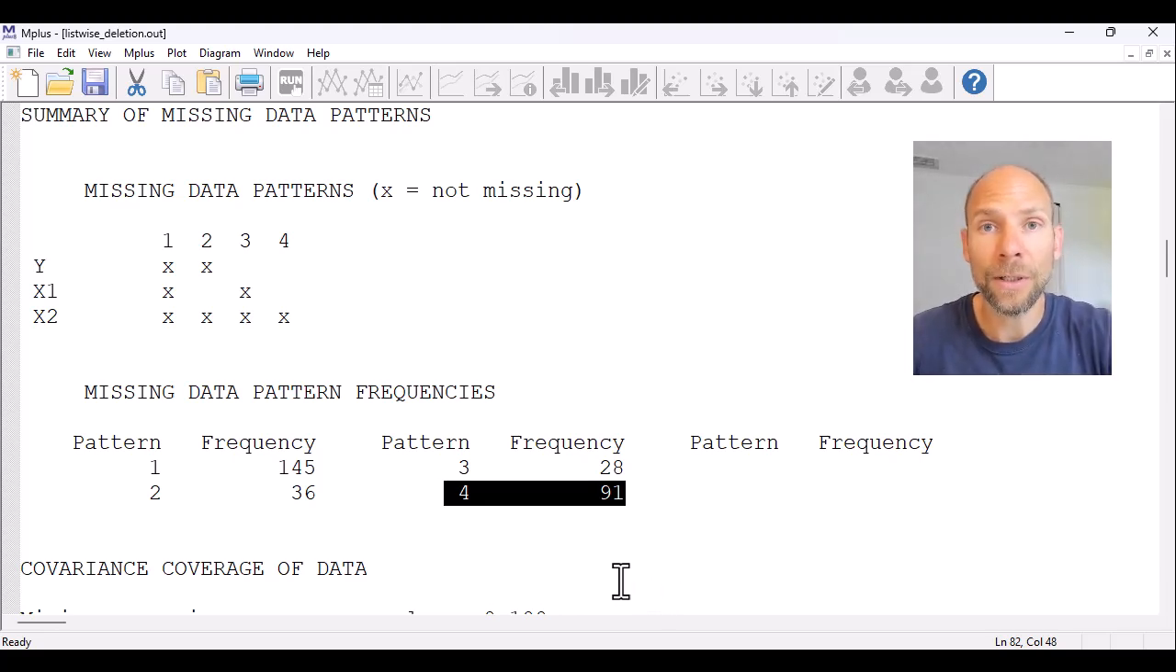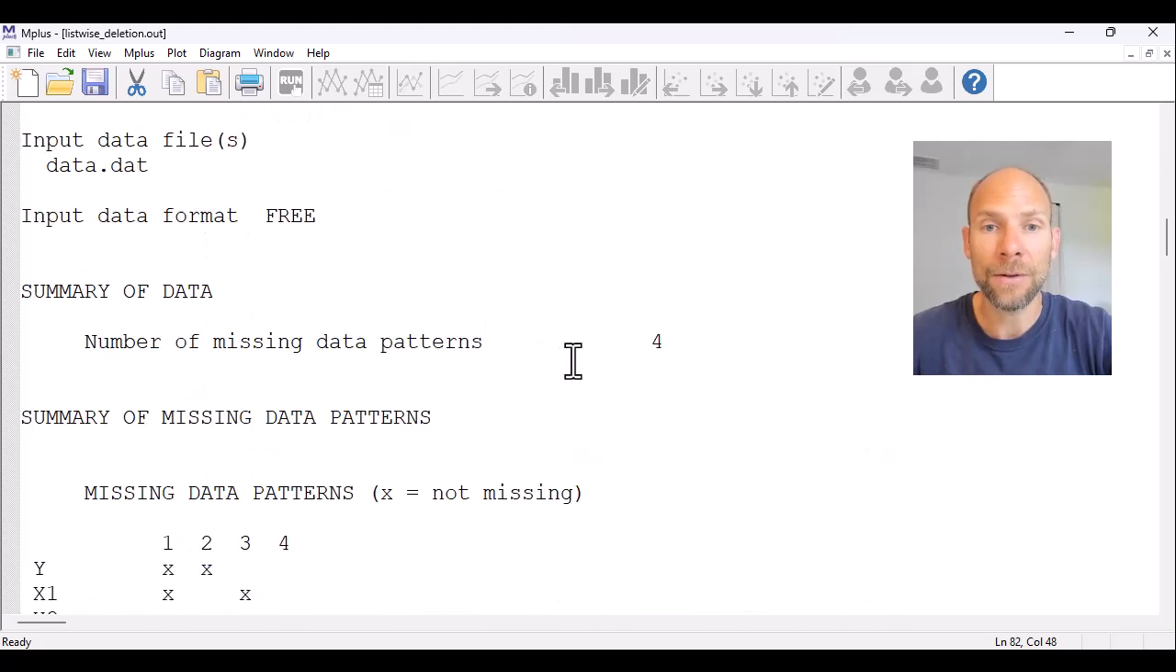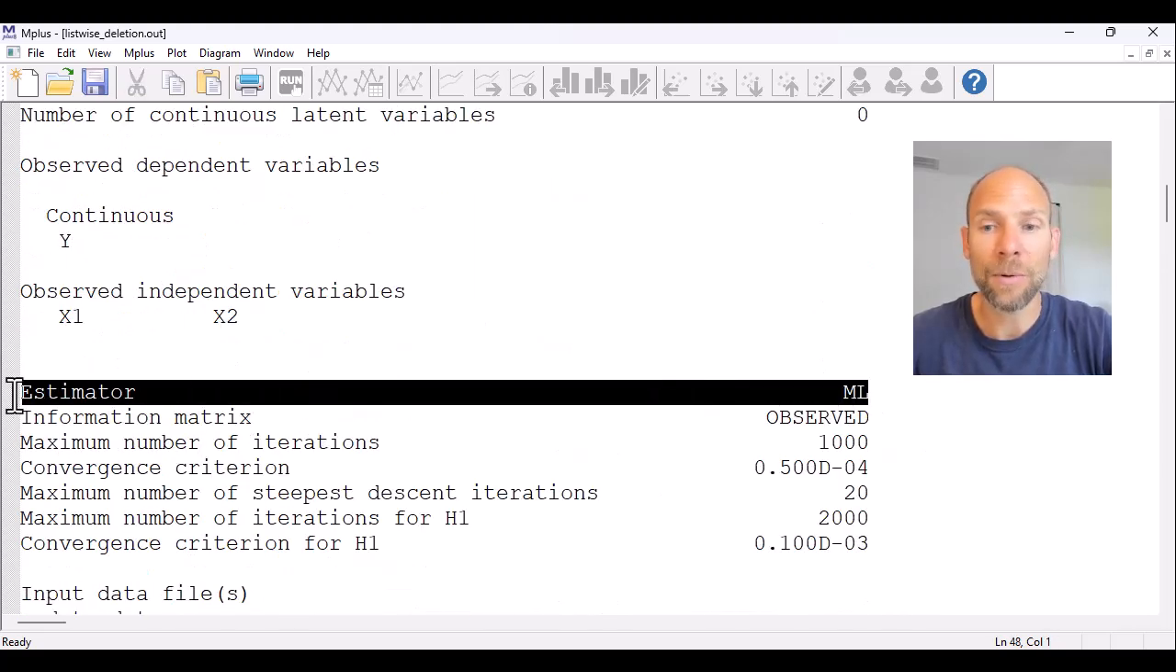With this default in Mplus, we're actually including all those cases, even the ones that showed pattern number 4, the ones that have data only for X2. They are included in our model because Mplus uses full information maximum likelihood estimation with missing data as the default. So missing cases will be included, and Mplus will extract all the information that is present, even from partial data cases. Those will still be included in the estimation of the regression parameters.